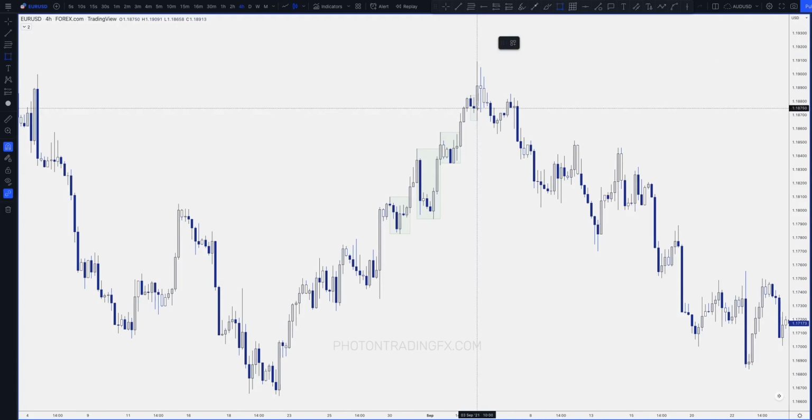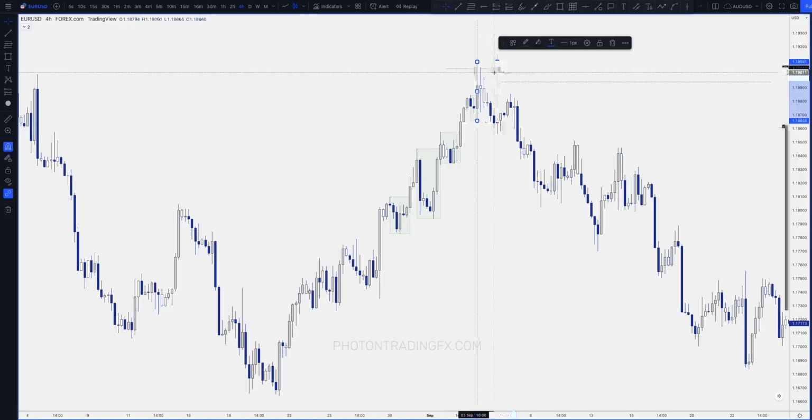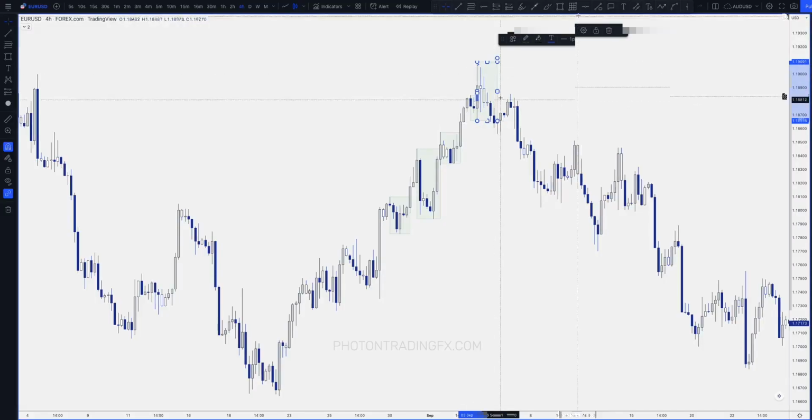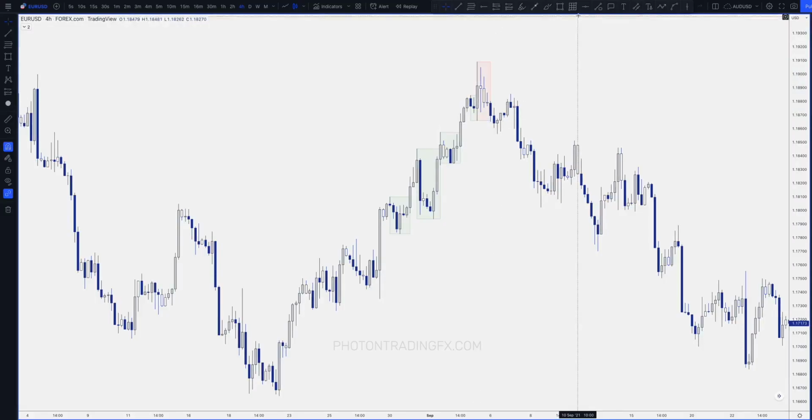Then what happens? If you draw from my box, you can draw it from the high to the low to the high. Obviously, that doesn't make it to the downside. It breaks to the downside. It actually breaks there, right? And then it breaks out to the downside.